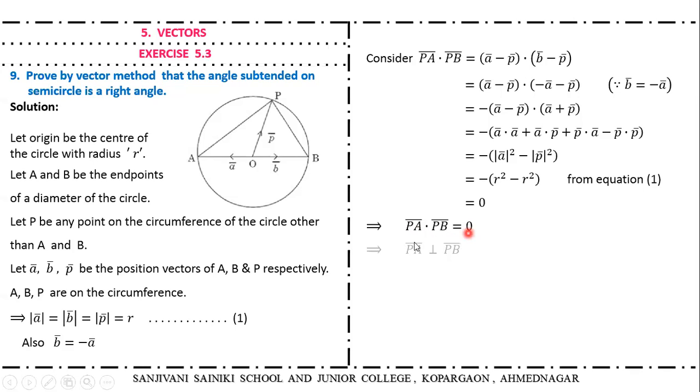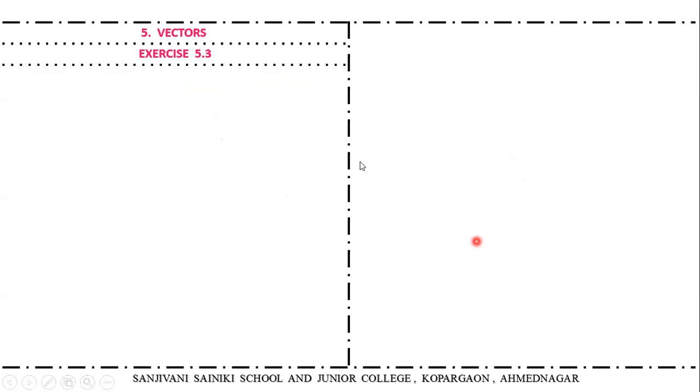That means the two vectors are perpendicular to each other. So the angle between these two vectors is 90 degrees. Which angle? Angle APB is 90 degrees. That means the angle subtended on a semicircle is a right angle.